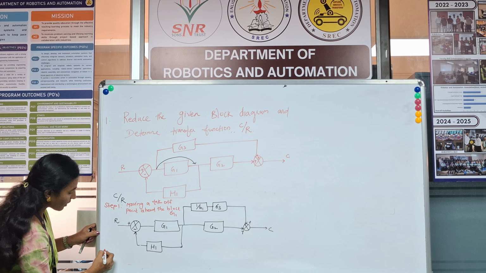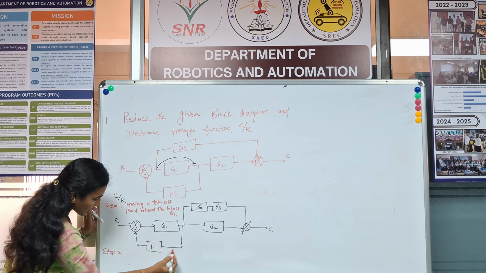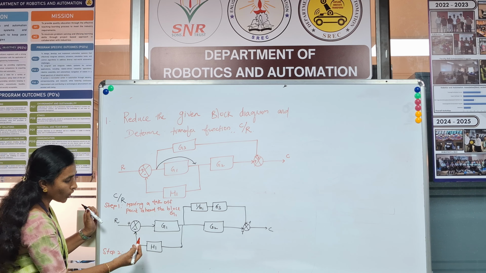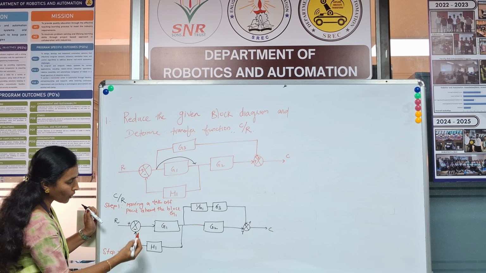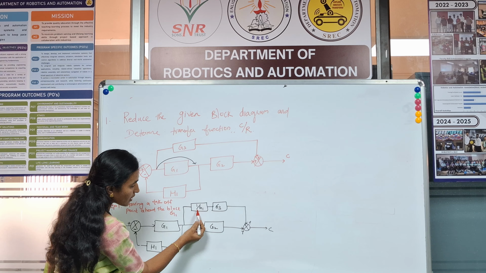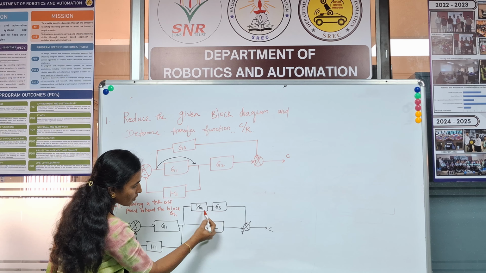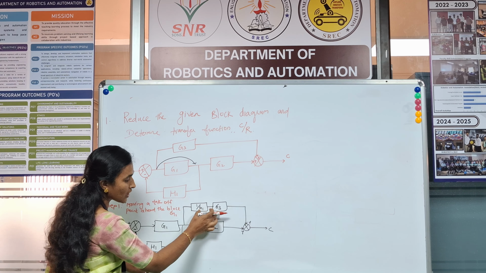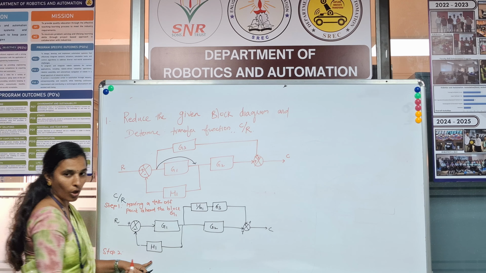So this is the forward path and this is your reverse path. So this G1 and H1 are in feedback. So now what you can do, you can eliminate this feedback. And here, when you are seeing this next part, this block 1 by G1 and G3 are in series, right? So when the blocks are in series, you can apply your first rule and you can multiply the values of both the blocks and you can make it as a single block, right?